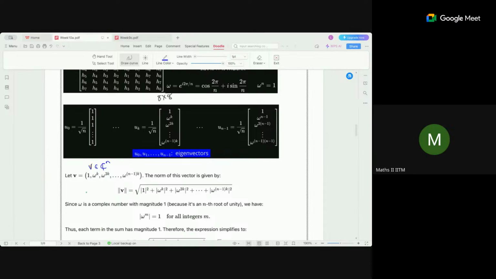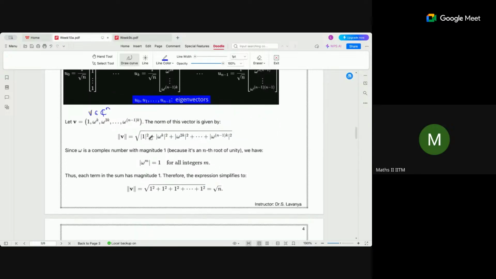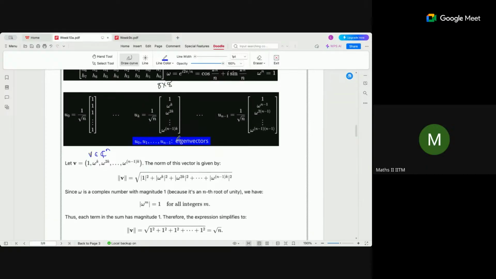So when you take the modulus, you see that this is equal to 1. For any omega power m, the modulus is 1, right? It means each of these terms here is 1. So how many ones are you having? N ones. So it means the norm of this particular vector is square root of n. So now do you understand why we are dividing by square root of n?